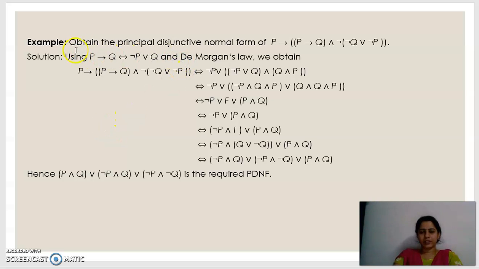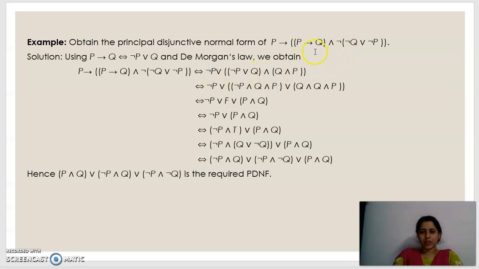For example, take this example: find the principal disjunction normal form of this statement. The first step is that wherever you have conditional statements, or De Morgan's law can be applied, apply that. First here we have a conditional statement. So first apply P conditional Q means not P or Q. Again we have a conditional statement here. So apply the conditional formula, not P of the whole thing. Then you will get this one.